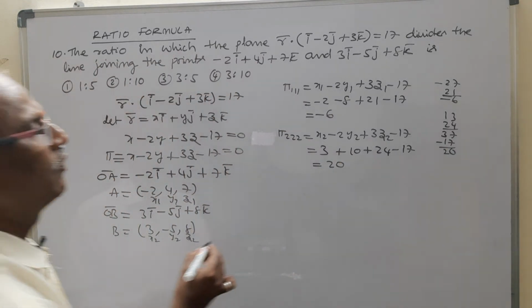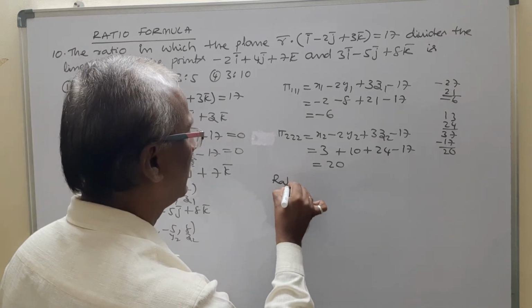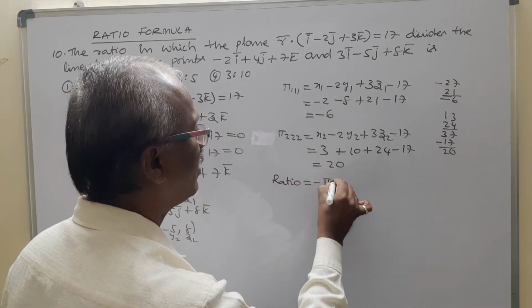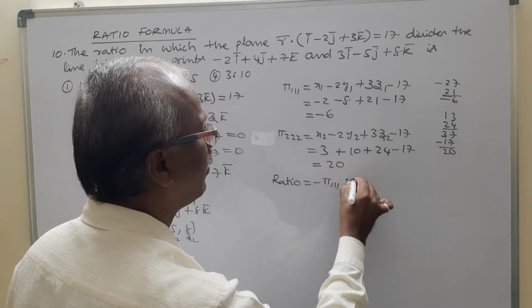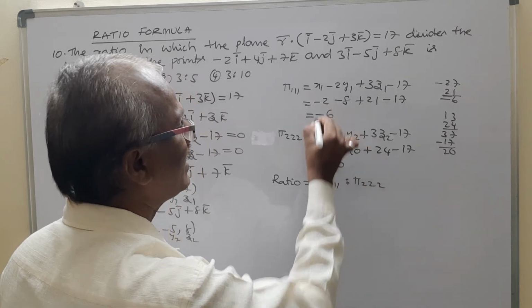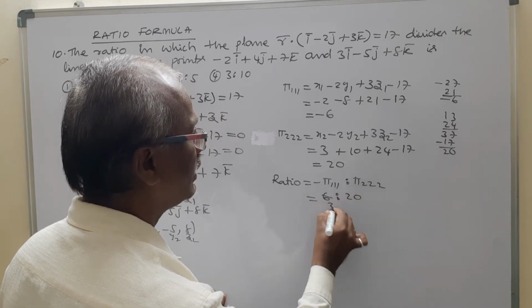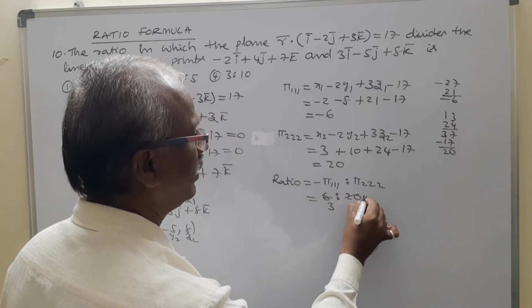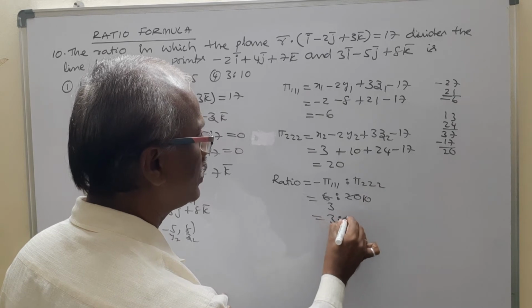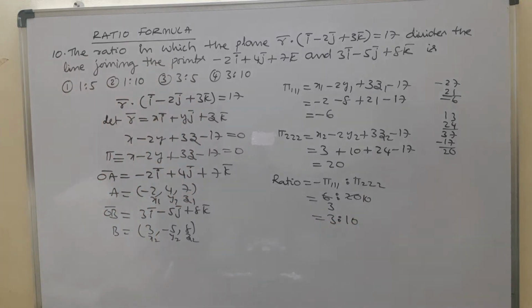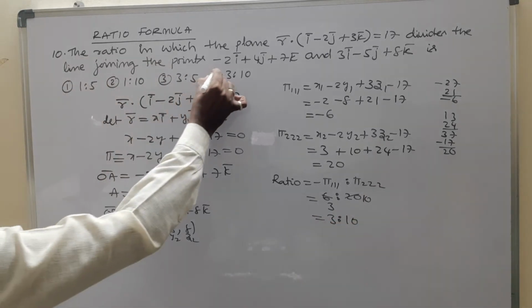Here the formula: ratio equal to minus pi triple 1 is to pi triple 2. Here minus of minus 6, that is plus 6, is to 20. 2 threes are 6, 2 tens are 20, so 3 is to 10. Here the ratio is 3 is to 10. 3 is to 10 is the ratio. The fourth option is correct.